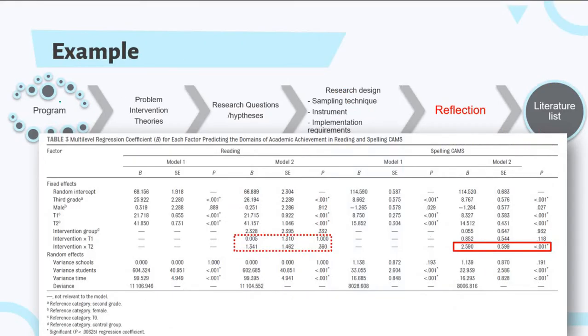Now you can see the program has been introduced: what kind of problem, what intervention, based on what theories it has been introduced, what their research question is, and how the research design is presented. And in our individual essay, we don't have the data, but they have the data. So let's look at their outcome, their findings.